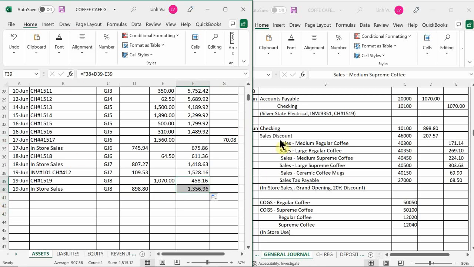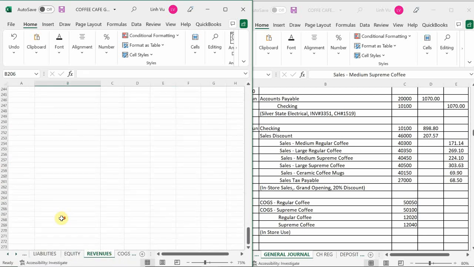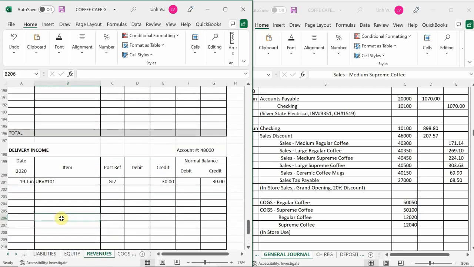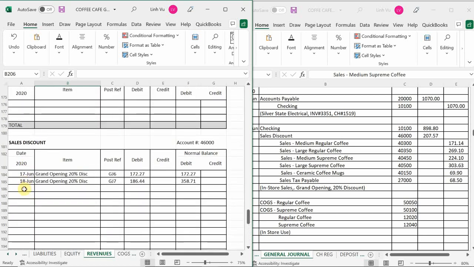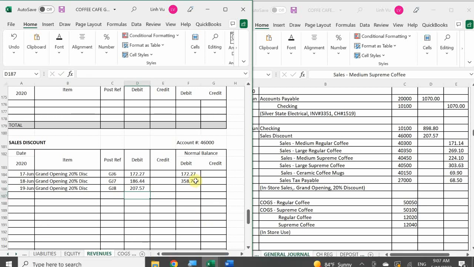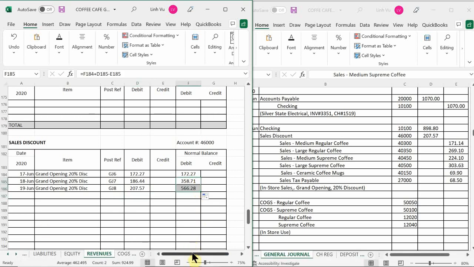And then let's see what's next. My sales discount. Sales discount. Here we are. It's the 19 for General Journal, page 8. Sales discount was for $207.57. So what's my balance here? It is $566.28.